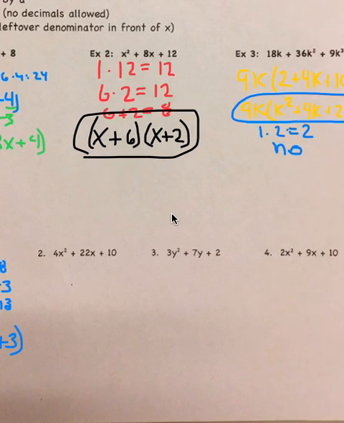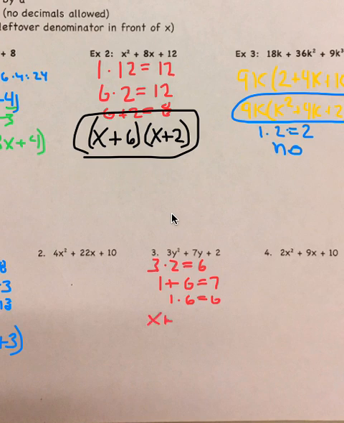Then if we look at number 3, 3 times 2 first. That gives us 6. What two numbers multiply to be 6 and add to be 7? 1 and 6. Those work. So x plus 1 times x plus 6. Now we need to divide by the a value, 3.